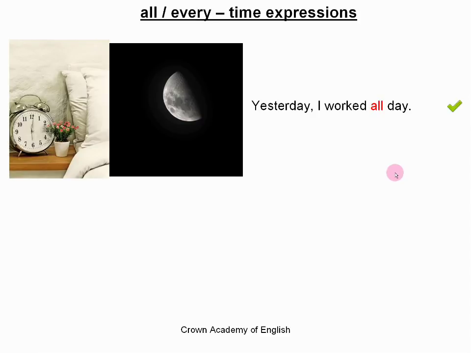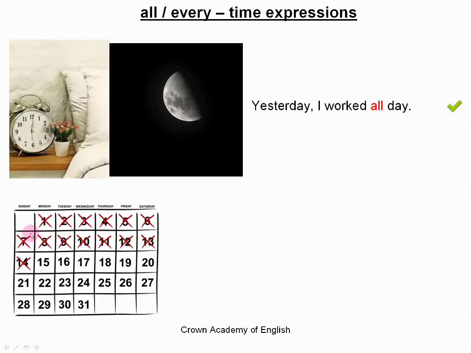Now on the other example, we can say, for example, last week I worked on Sunday, Monday, Tuesday, Wednesday, Thursday, Friday, and Saturday. So we can say, last week I worked every day. So can you see the difference? So every followed by day, this is referring to a regular event in time. Okay, so there's a difference between all day and every day. And that is the difference.